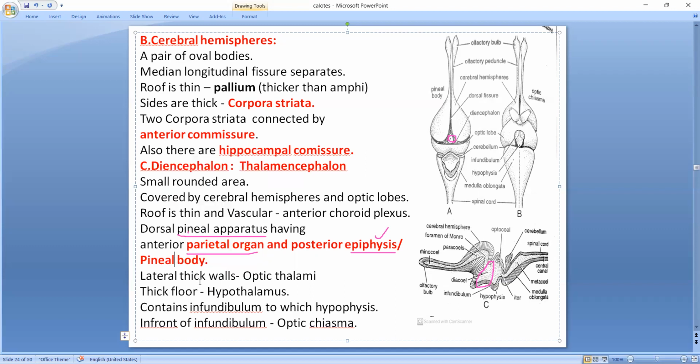Yeah, this parietal organ, in some animals like Sphenodon, comes out of the brain. It acts as a third eye. So that is about the parietal organ. And then the lateral thick walls of the diencephalon are called the optic thalamus.